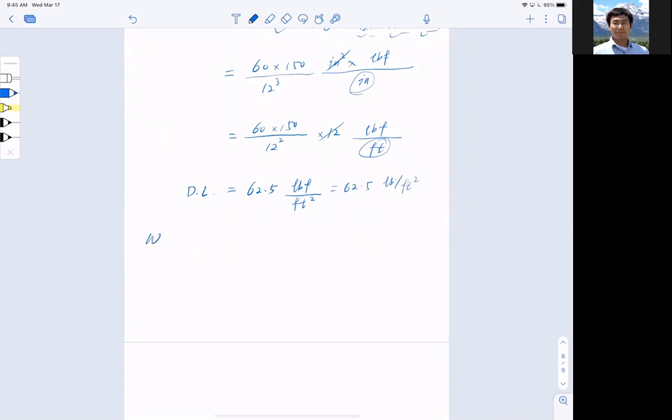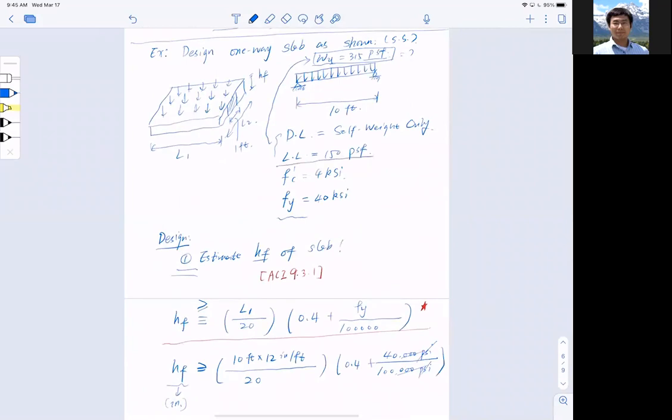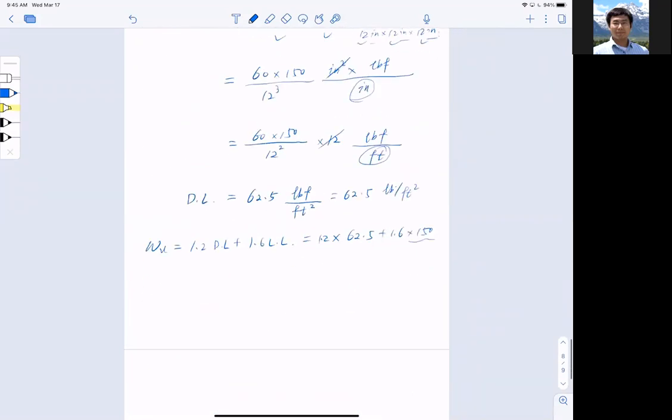Now, Omega U is the applied load, and that is 1.2 dead plus 1.6 live. Okay, so I have 1.2 multiplied by 62.5 plus 1.6 multiplied by 150. Where did I get this number? This is given. Okay, just want to confirm that this is given. Okay, 150 pounds per square foot. So I got this number to be finally a 315 pound per square foot.